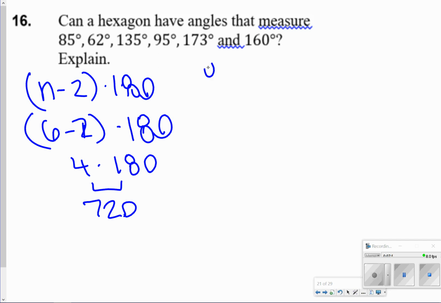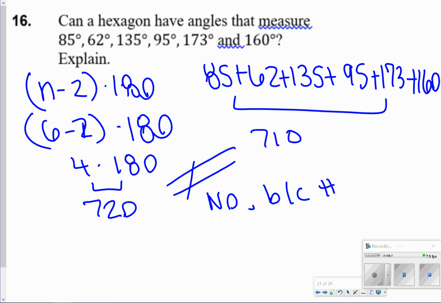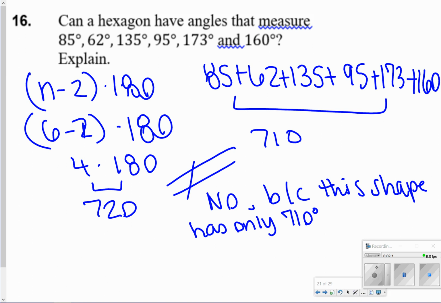So if I add 85 plus 62 plus 135 plus 95 plus 173 plus 160, the shape only has 710 degrees, whereas a hexagon needs 720 degrees.